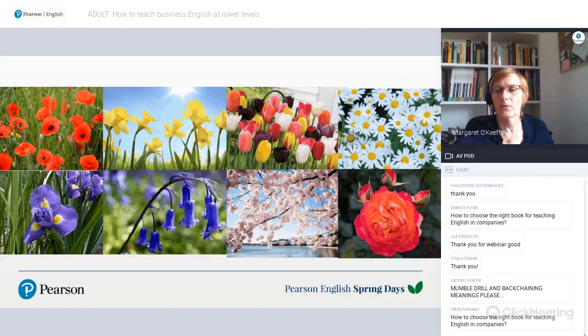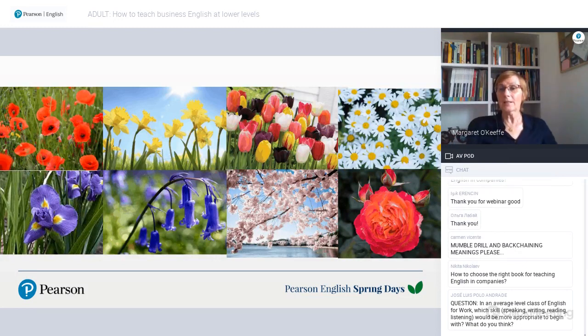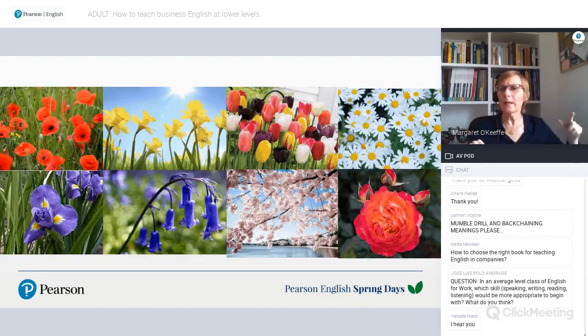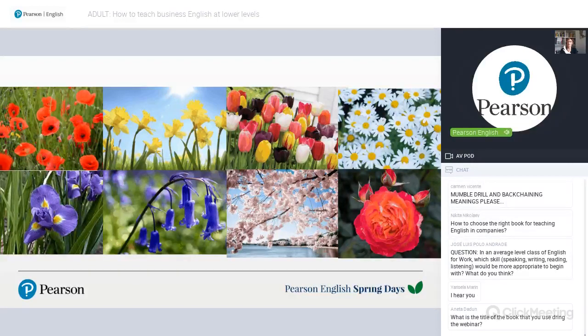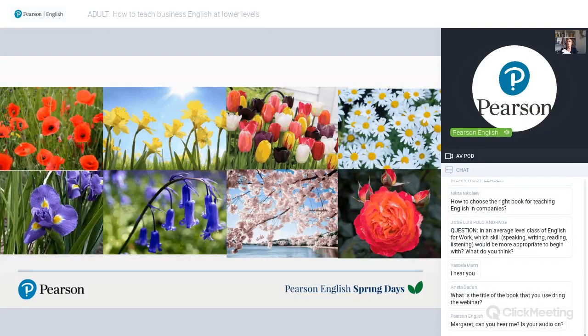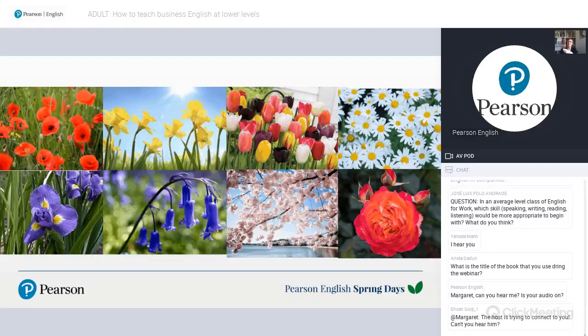Okay, what else? What is back chain drilling? Yes, so back chaining is when you've got a slightly longer phrase like the one you saw there, which is, can you repeat that please? It's when you start at the end of the phrase. So you'll start with please, then repeat that please, then you repeat that please, then can you repeat that please? So you start with the word at the end, you drill that, and then you add to it.